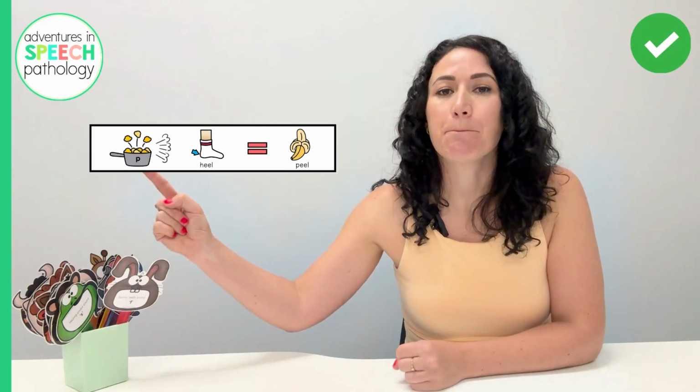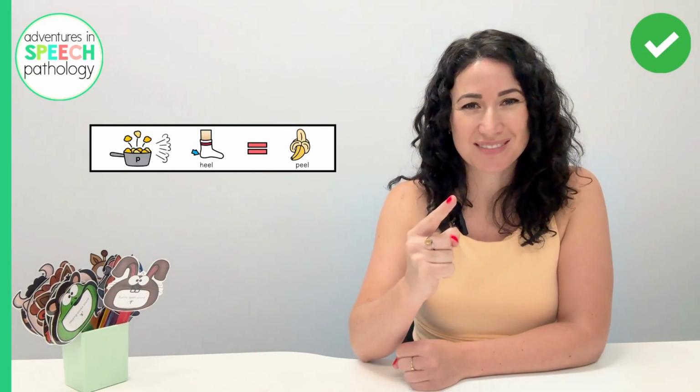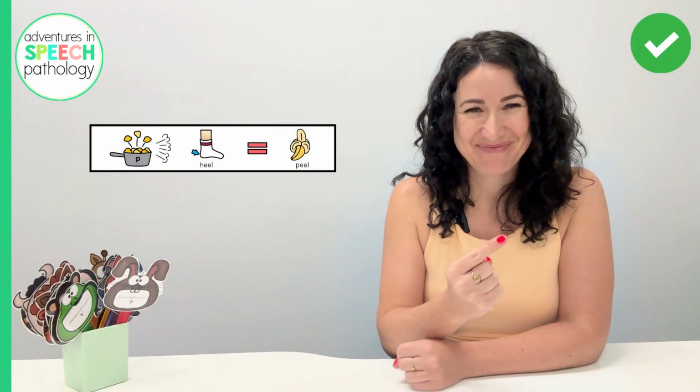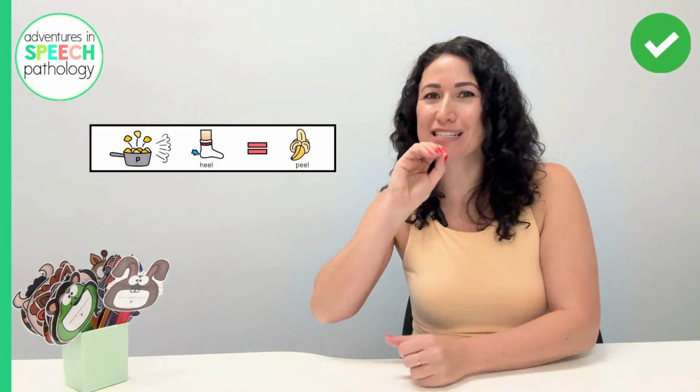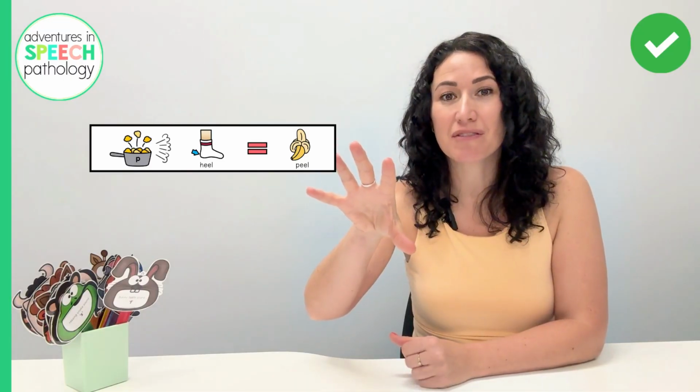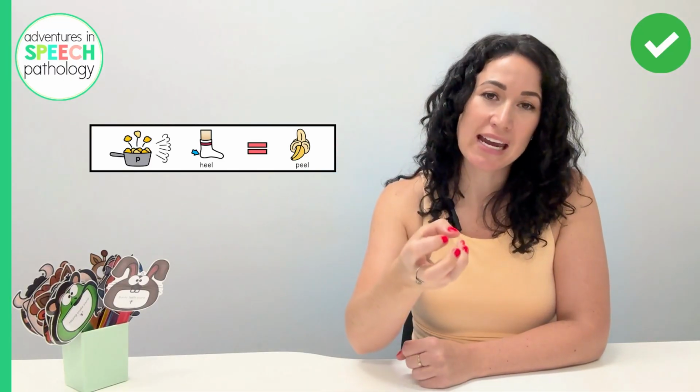If you're using the H insertion trick for P, you would still focus on that explosion of air joining on to the start of the H word. So the correct way to teach it and to introduce it would be peel, peel. So we're turning that explosion of air at the end of P into the H word.